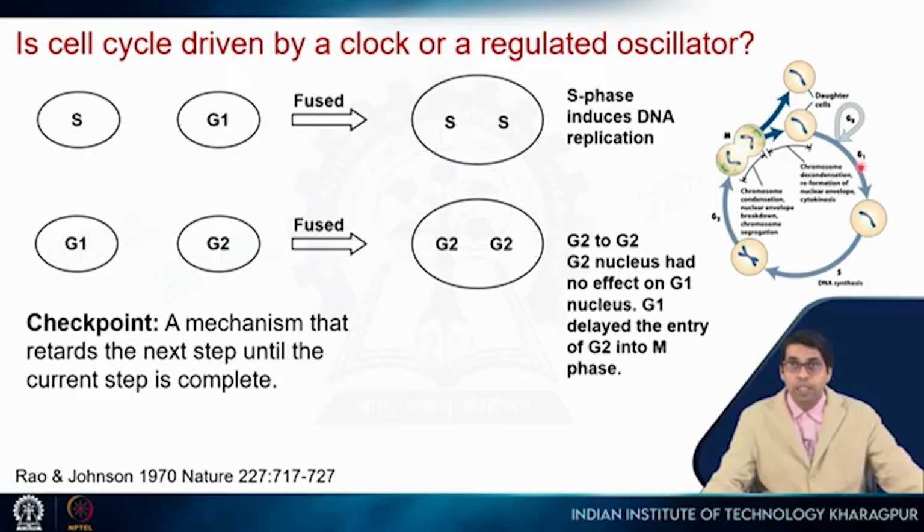They also fused G1 with G2. So, one nucleus in this cell and one nucleus in this. In this case, the G2 nucleus had no effect on G1, but G1 delayed the entry of G2 into the M phase, right. Only when G1 got into G2, then they together progressed into the M phase. So, this means that there are checks and balances at every phase of the cell cycle which retard the next step until the current step is completed. So, that is the checkpoint of a cell cycle.